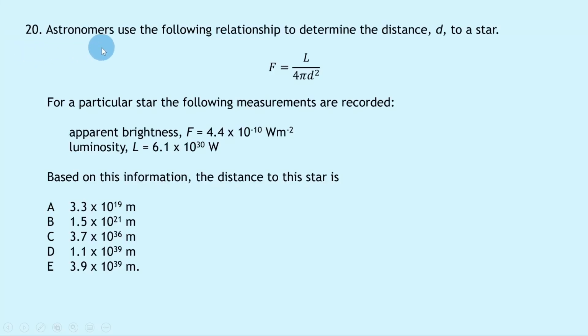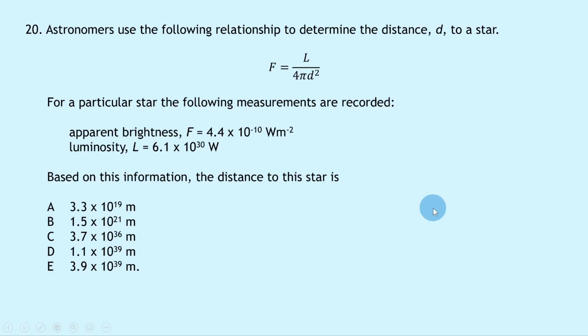Lastly, question 20 is a skills question, and it says that astronomers use the following relationship to determine the distance d to a star. So we have F equals L over 4 pi d squared, and for a particular star the following measurements are recorded. So the apparent brightness F is equal to 4.4 times 10 to the minus 10 watts per meter squared, and the luminosity L equals 6.1 times 10 to the 30 watts. Based on this information, the distance to the star is.